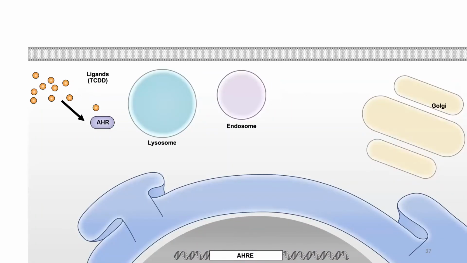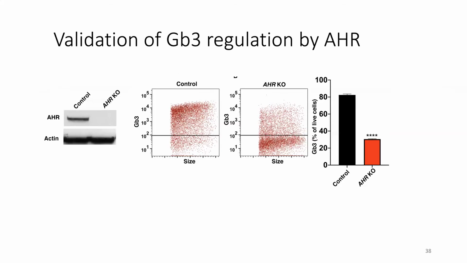And just a little PowerPoint on how it works. It binds its ligand, whether that's an extracellular ligand or an intracellular ligand, dimerizes and activates genes that have the response element. So just to validate that GB3 is regulated by AHR, Soroff made HeLa cell knockouts for AHR, and we found that their GB3 expression was reduced.